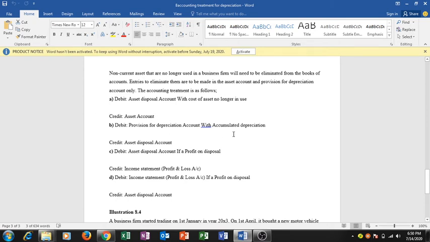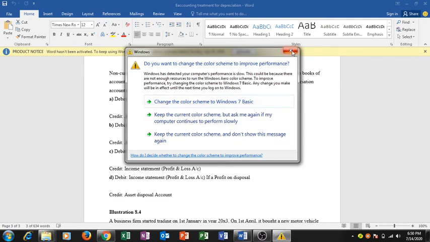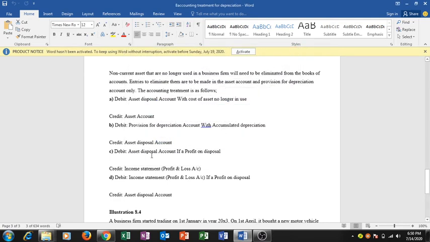Then we debit the accumulated depreciation from the time of purchase up to the date of scrapping that asset. We get the total amount, and then we credit the asset disposal account with the accumulated depreciation amount. Then if the asset is disposed at a profit, then you find that you are debiting the asset and then we credit the income. But if it is a loss, the vice versa.